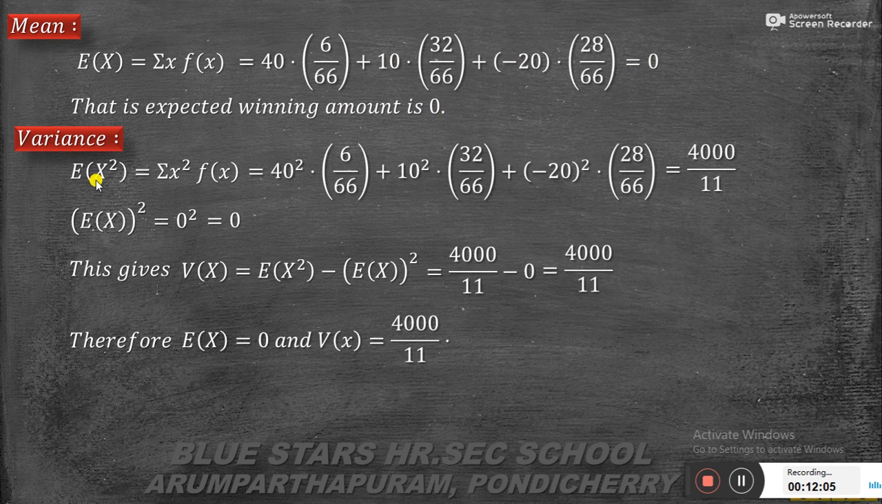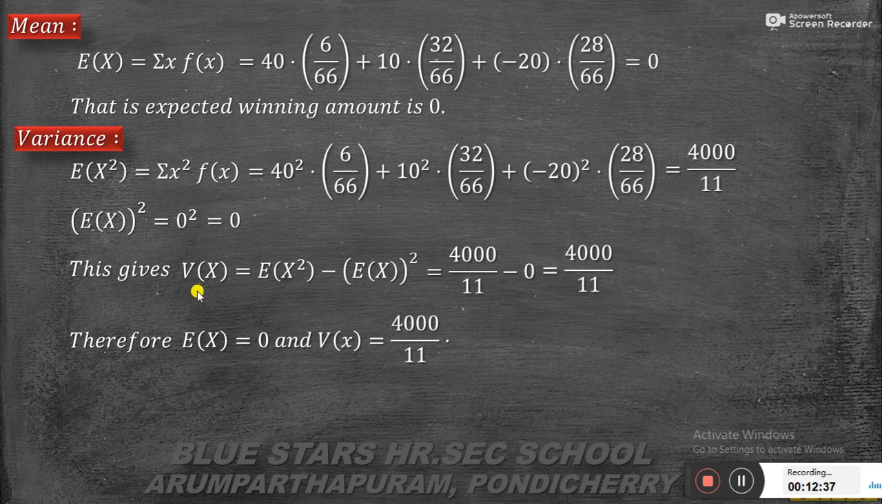Next, variance. The variance formula is the expectation of X square minus the expectation of X whole square. First I calculate the expectation of X square, which is the summation of x square into f of x: 40 square into 6 by 66 plus 10 square into 32 by 66 plus minus 20 square into 28 by 66. We get the answer 4000 by 11. Next, the expectation of X, which we already calculated, is 0, and 0 square equals 0.